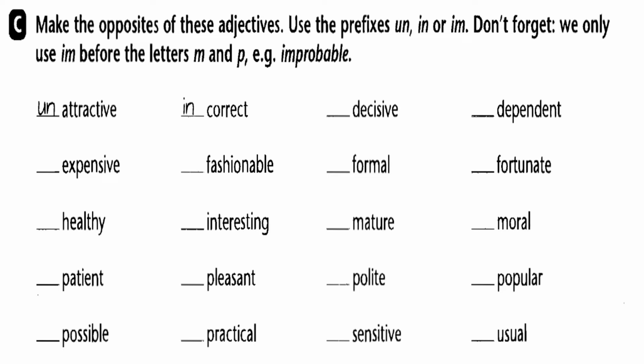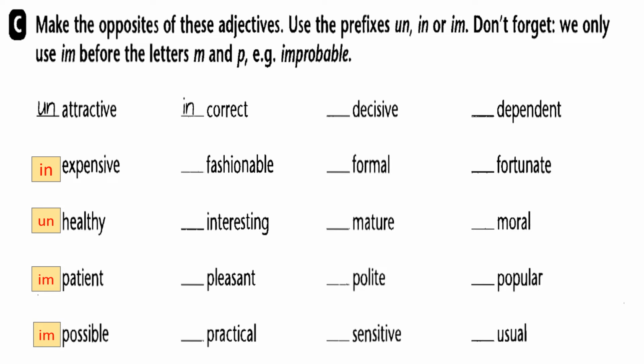Attractive. Unattractive. Attractive means جذاب. Unattractive غير جذاب. Expensive. Inexpensive, which means cheap. Healthy. Unhealthy. Patient. Impatient. Patient صبور. Impatient غير صبور.